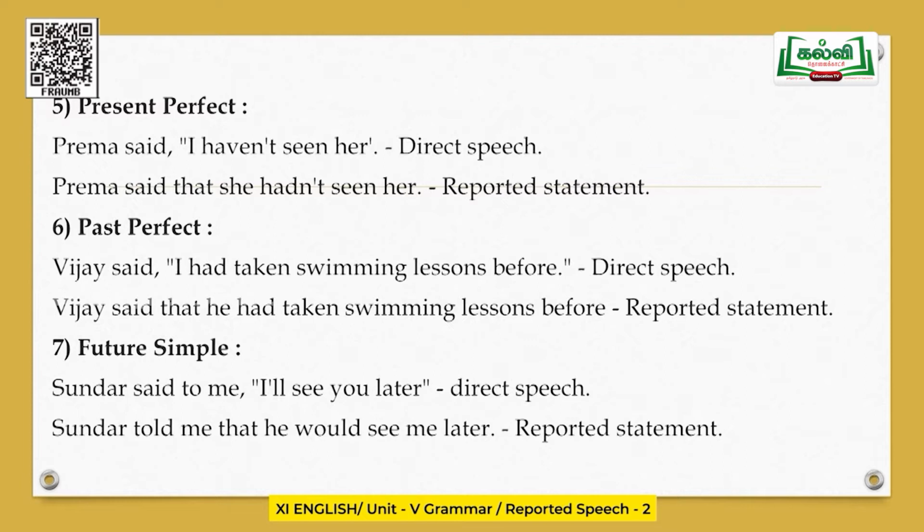Here "I" refers to Sundar, so again third person singular, masculine gender, "he". Past form of "will" is "would". Even you can write a contracted form of would, he'd is also okay. In order to make you understand, I give you here the full form of would. In the examination, if you write he'd, there is no mistake. There is no error. Don't worry about it. He would see me later.